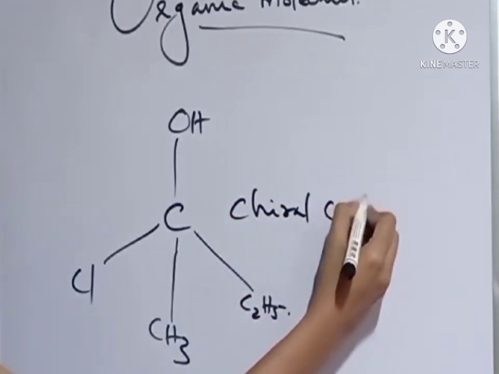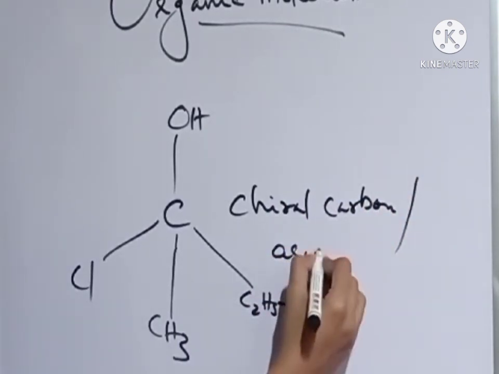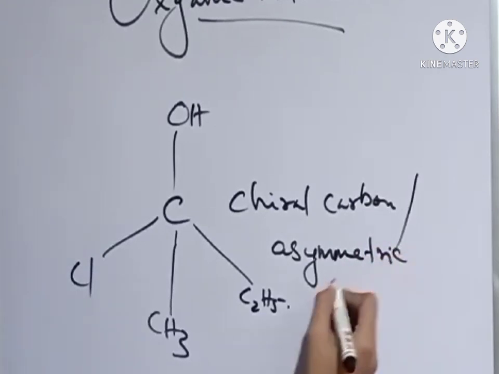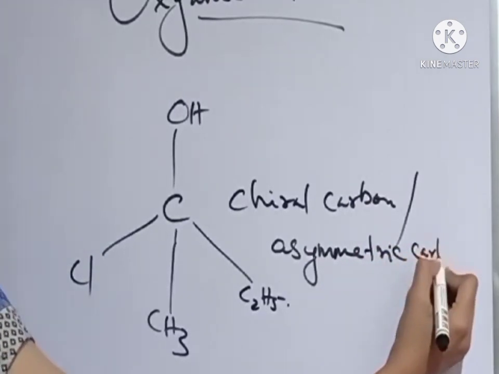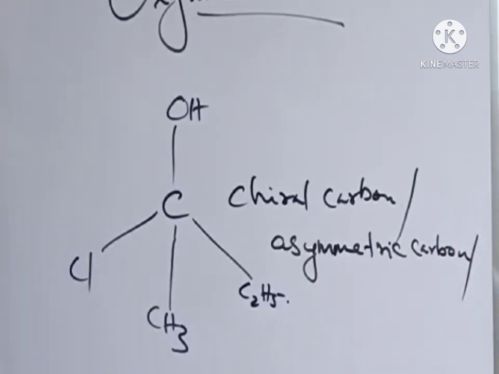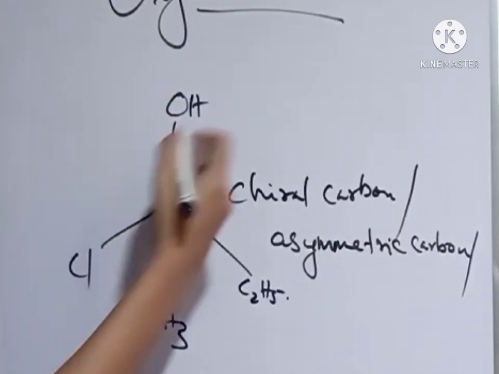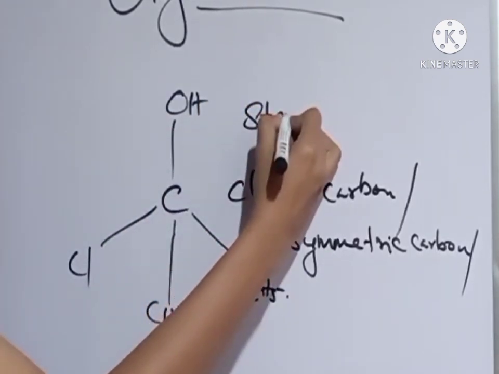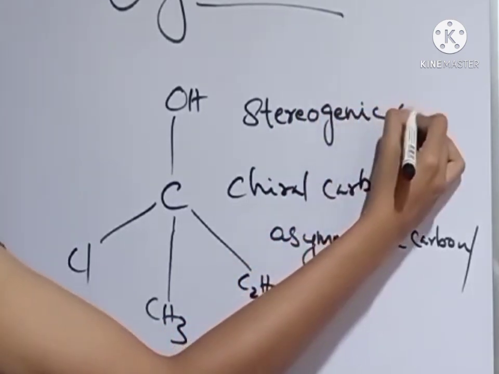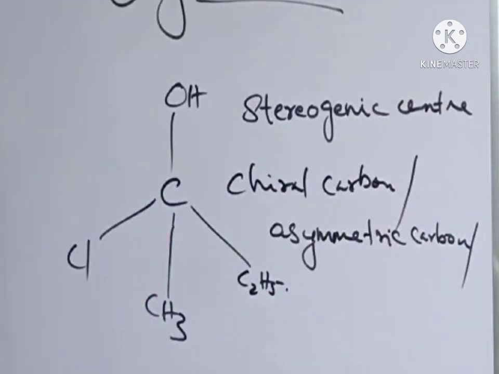Chiral carbon. Or we can also call it asymmetric carbon. Or we can call the center carbon a stereogenic center. Stereogenic center. Usually it is represented by using an asterisk.